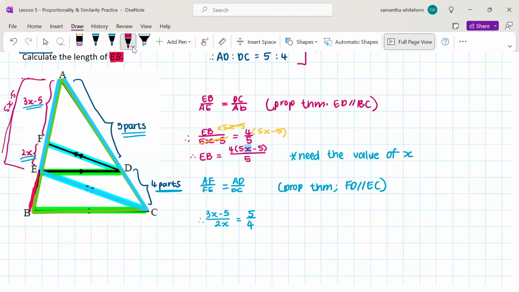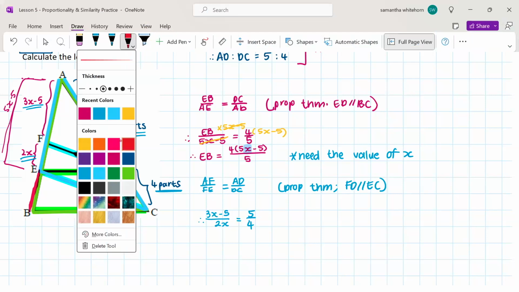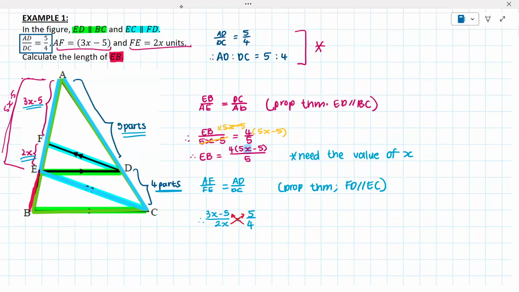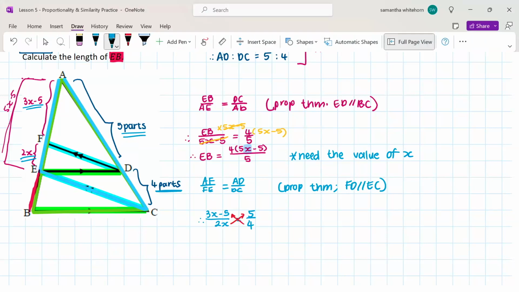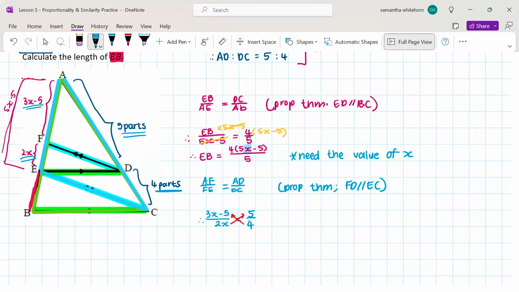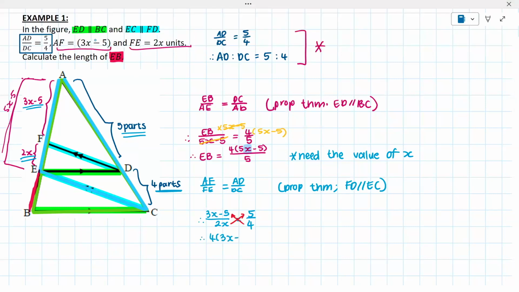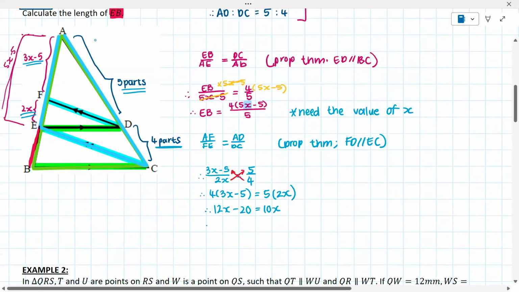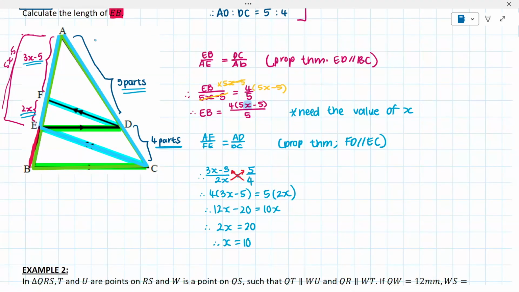Obviously, you're welcome to find an LCD if you want, but remember the trick is just to cross multiply to get rid of your fraction when you've got one fraction on either side. So this is going to be 4 times the 3x minus 5 is equal to 5 times 2x. Simplify, 12x minus 20 is equal to 10x. And now we can obviously solve for x. Bring the 10x over, 2x is equal to 20, x is equal to 10.